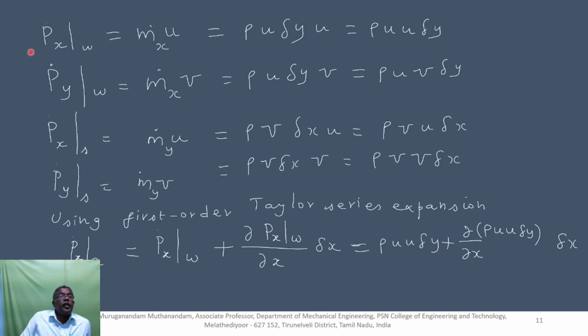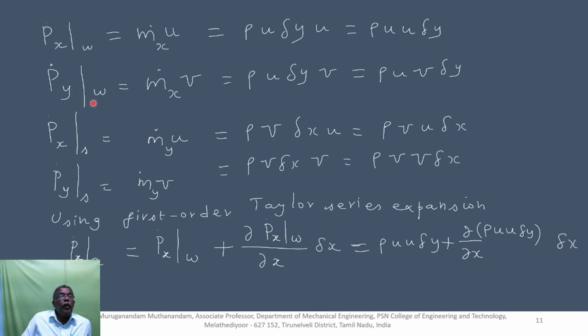P dot x, that is the rate of momentum flow along the x direction on the west side, is m dot x into u, that is due to the mass flow rate in the x direction, the horizontal mass flow rate at the inlet, m dot x u. M dot x, we have already seen, is equal to rho u delta y. Hence it can be written as rho u delta y u.